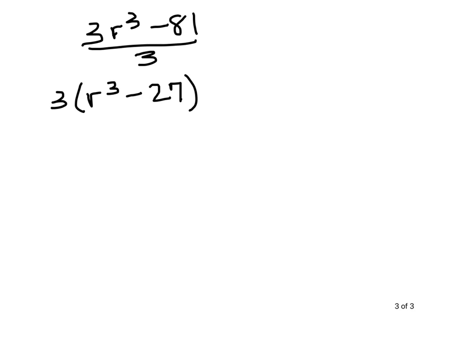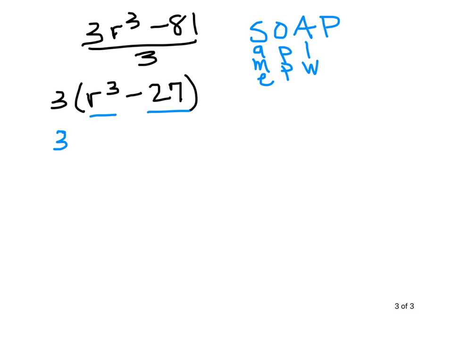Now, notice here, we have a perfect cube in the front and a perfect cube in the back, and no middle term. So this is going to be difference of cubes. So we're going to keep the 3, and difference of cubes, just like difference of squares, has its own formula. So for difference of cubes, we're going to remember SOAP. And the acronym stands for same, opposite, and always plus.